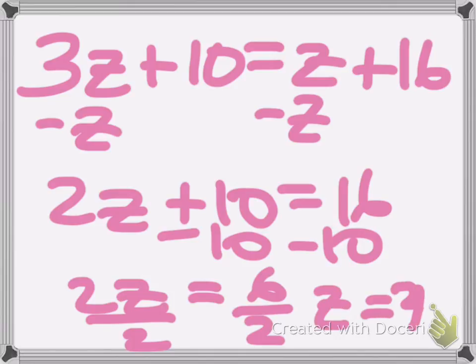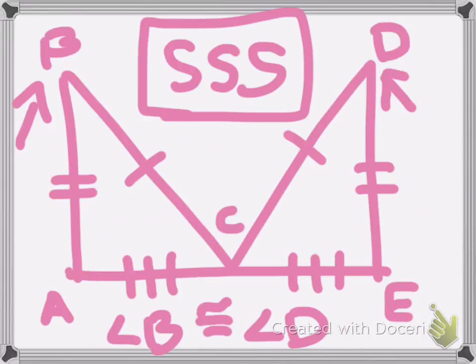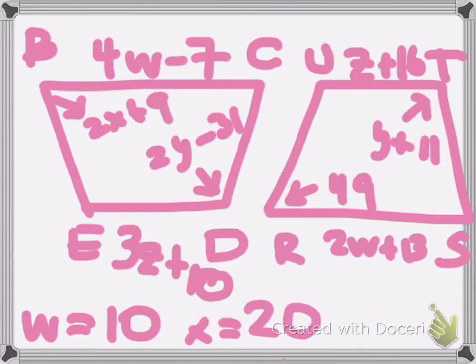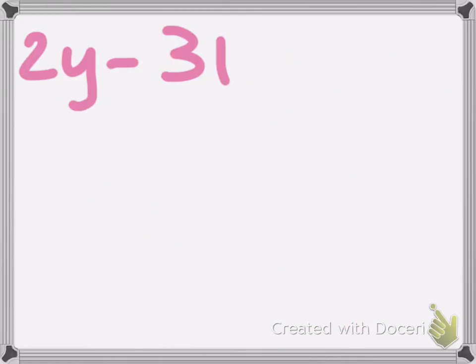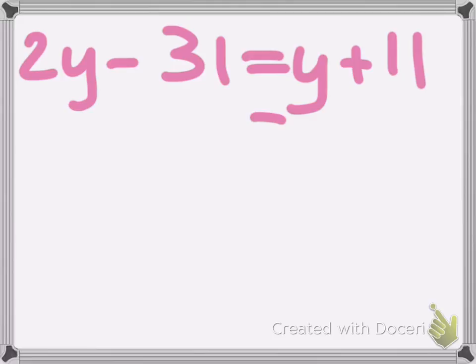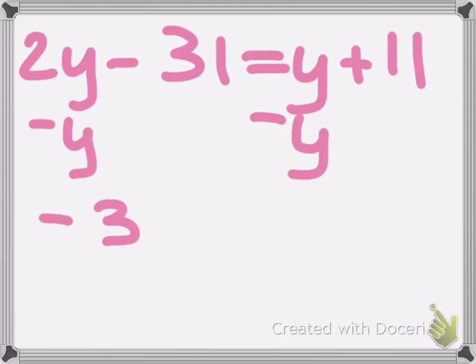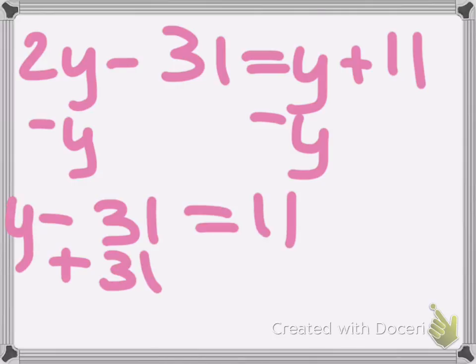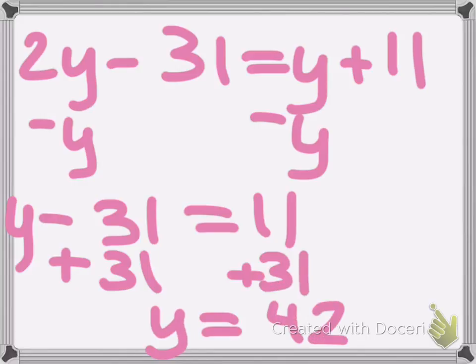And then the last letter is y. And you can see that the two angles for y that are labeled with the y are also corresponding, so we can put them equal to each other. 2y minus 31 equals y plus 11. And we're going to solve for y. So y would be 42. And that would be all of our answers.